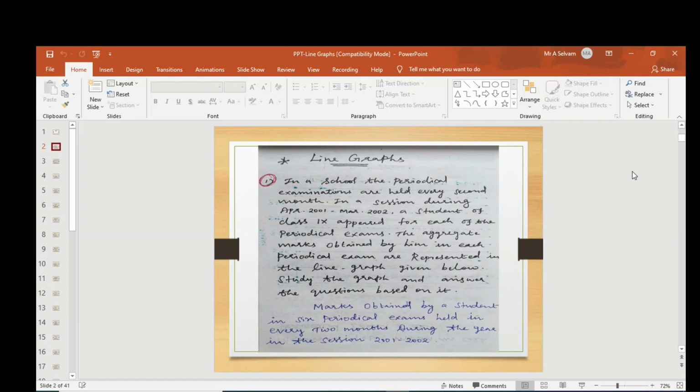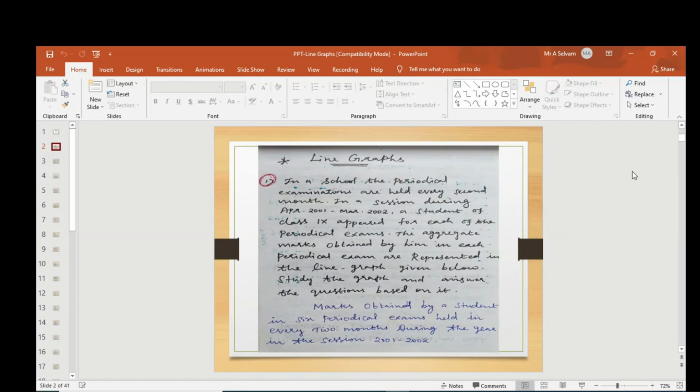In a school, so this problem is based on an education institution. The periodical examinations are held every second month in a session during April 2001 to March 2002. A student of class 9th standard has been taken as an example, appeared for each of the periodical exams. The aggregate marks obtained by him in each periodical exam are represented in the line graph given below. Study the graph and answer the questions based on it.